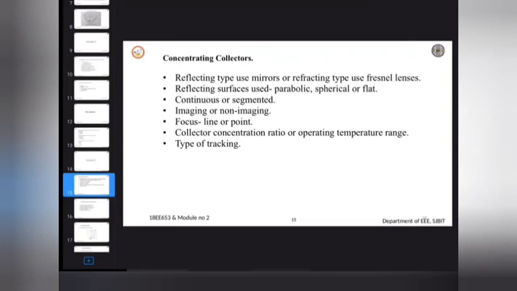So here we have already been discussing the previous types of collectors, where concentrating collectors are of two types, one with solar tracking and one without tracking. We have seen different types over there.